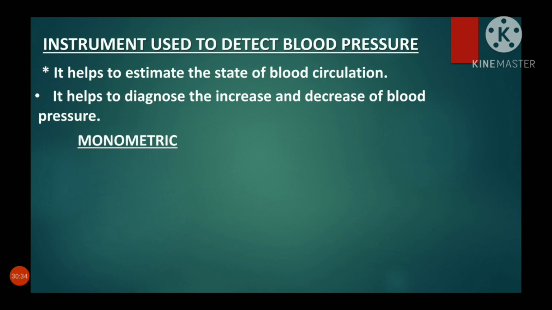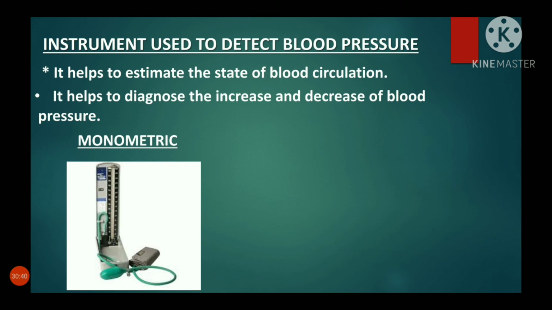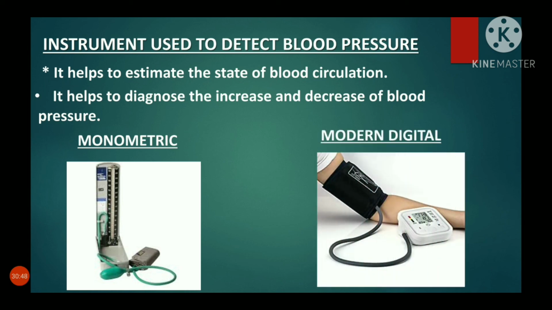So the instruments used to detect the blood pressure are, first one is the manometer. This you can see in all the hospitals. Next is, in today's generation, the modern digital one. We can use this in our homes also to take care of our own health or parents' or elders' health. This is very useful to know the pressure of the blood in our body.